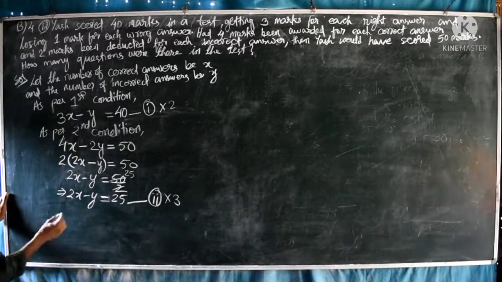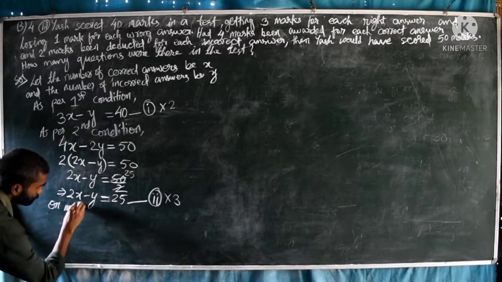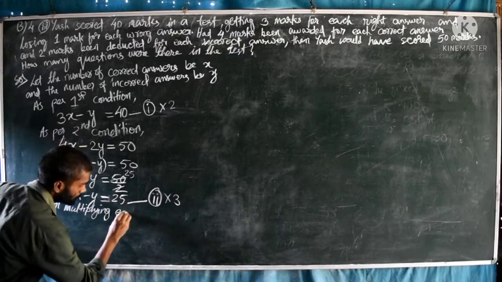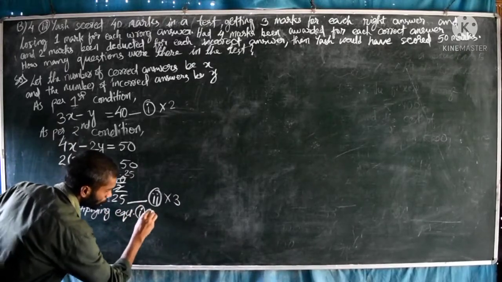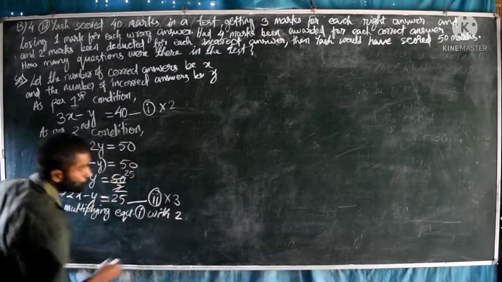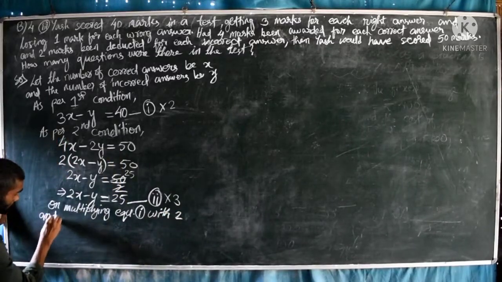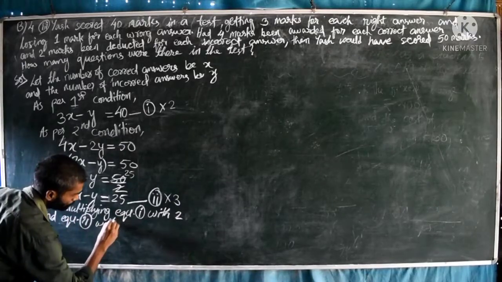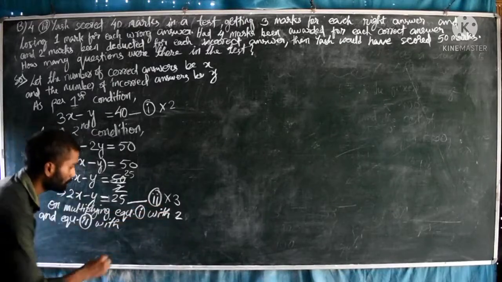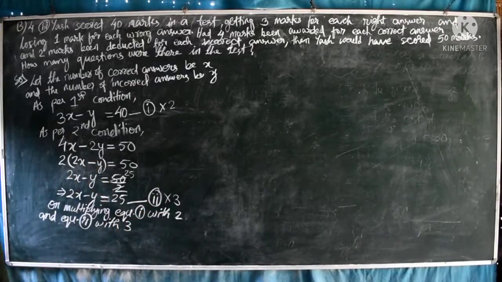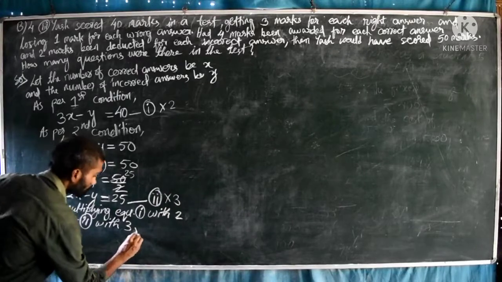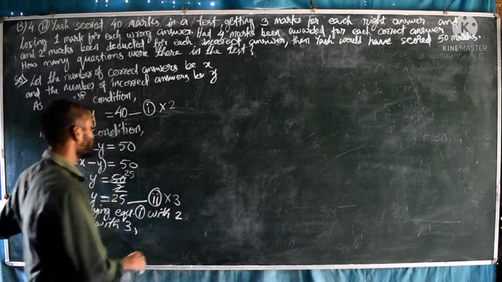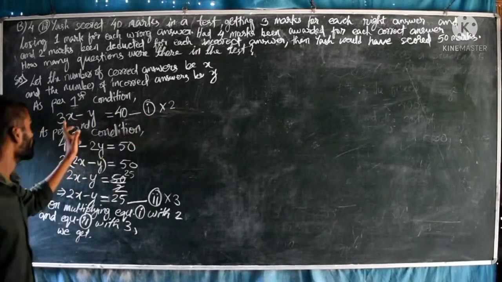So we will multiply equation 1 with 2, and equation 2 we are multiplying with 3. So what we will get? Now equation 1 we will multiply with 2 with all the terms.